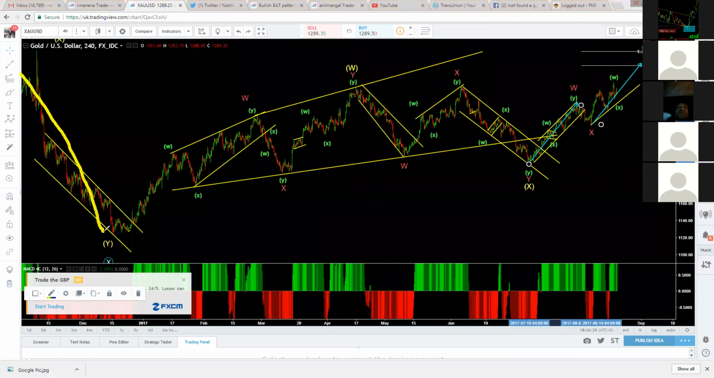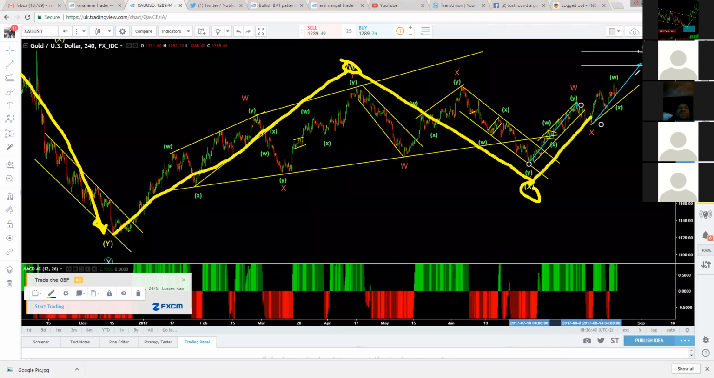Impulse. And then we've got this larger correction, WX. Obviously, we're going to have a Y. It's out of the screen here. Okay. So let's join this up. I'm just going to join up the larger correction, the larger W, the larger X, and the larger Y.